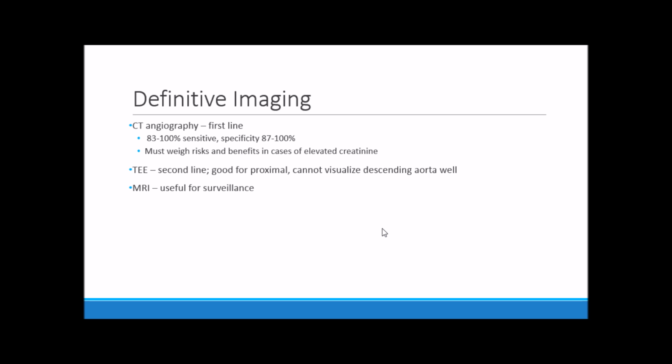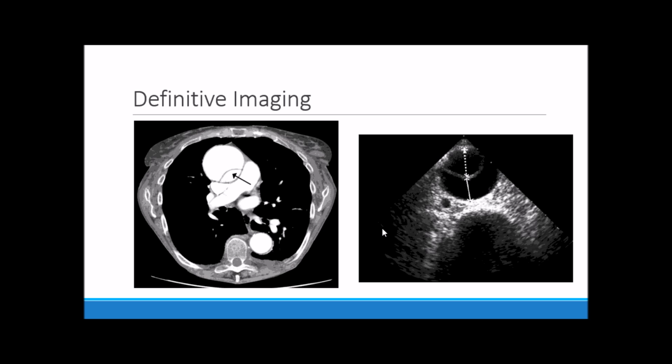Furthermore, you can't really see the descending aorta that well, and it's hard for you to tell where the dissection goes, what vessels it affects, and so a surgeon will want to see a CT almost always, even if the TEE is positive. MRI, not a good idea to take the long road trip and lay on the table for hours in your patient who you think has a dissection. So it's really only useful for surveillance.